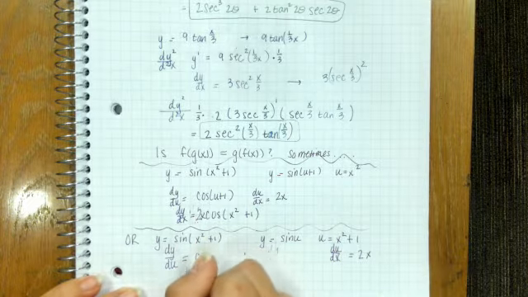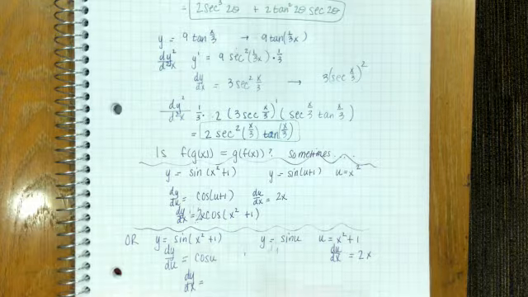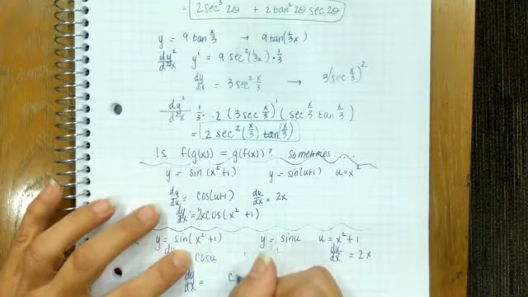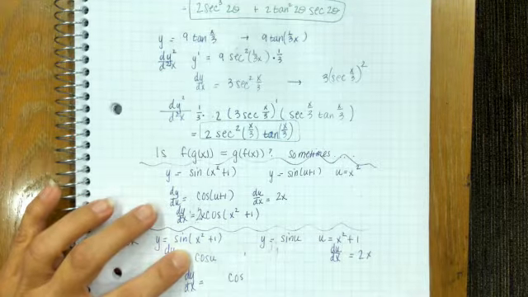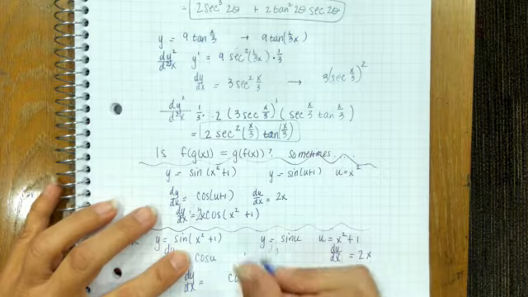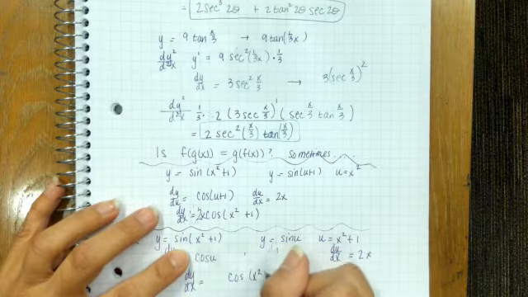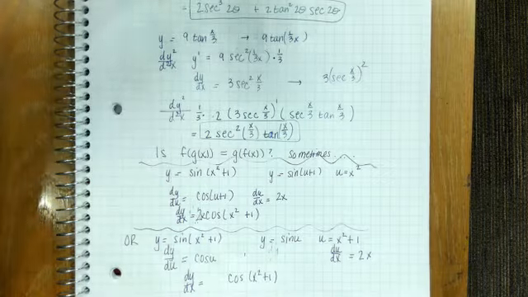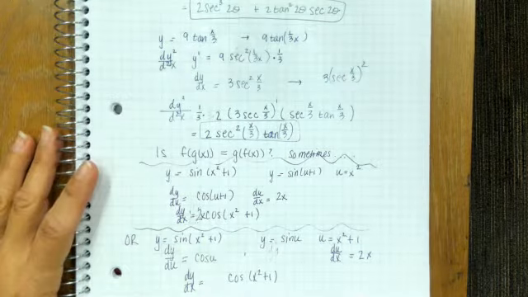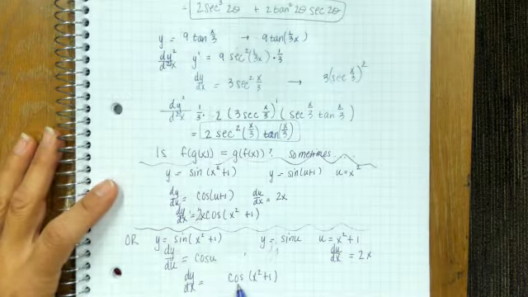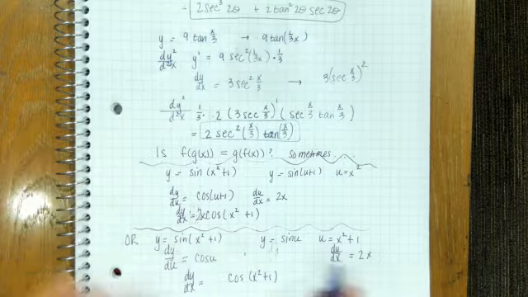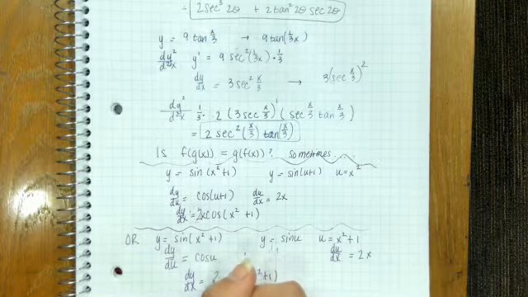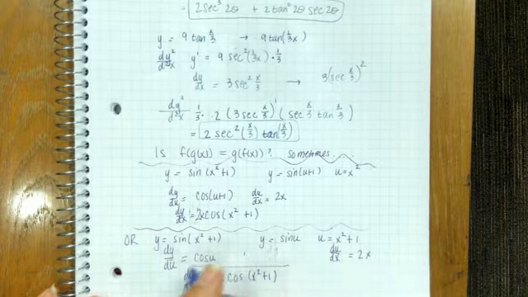So dy dx is equal to the cosine of u, and u is x squared plus 1. Man, the lighting on this is so bad. And then du dx is 2x. Same answer either way.